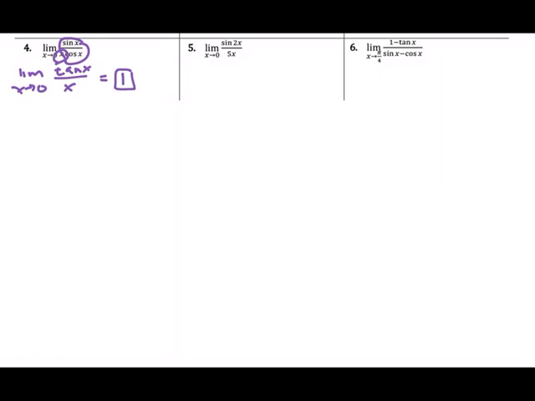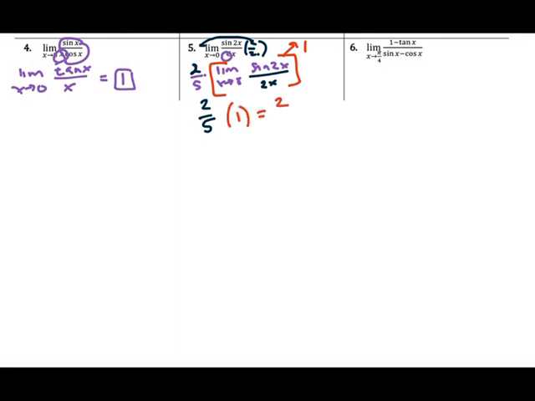On number 5, I don't want that 5 in here, so I'm going to pull a 5 out. I'm going to say 1/5 times the limit as x approaches 0. If this is sine of 2x, what I really want is 2x in the denominator, but the only way to get that is if I multiply this by 2 over 2. So I'm going to put this 2 out front with the 5. So now I have 2/5 times this limit, and this limit is going to be 1. That's our sine identity, and that's going to give me 2/5.